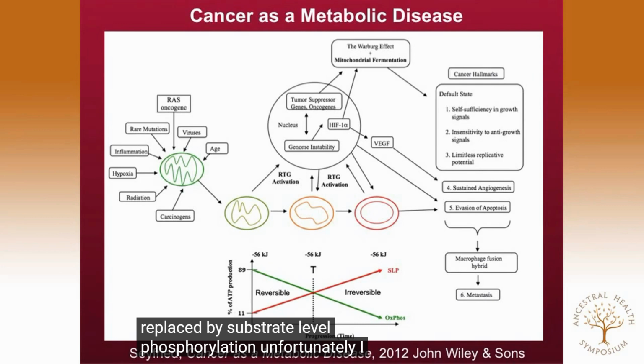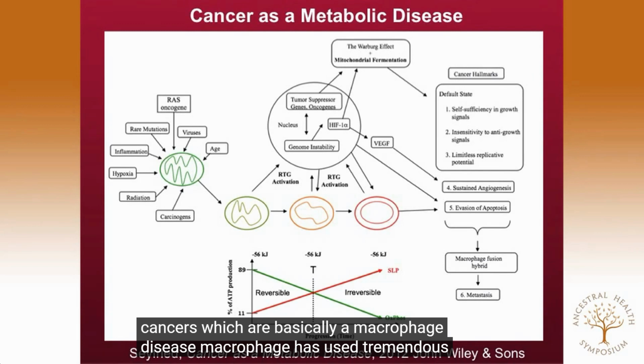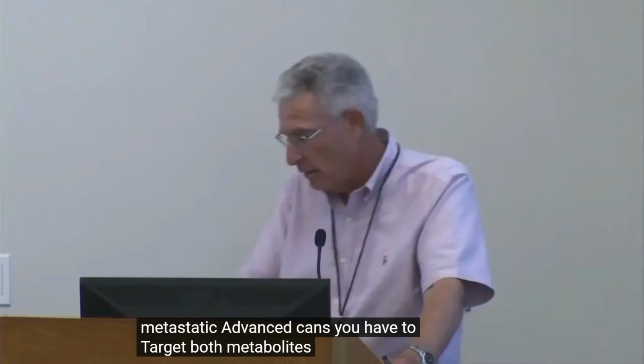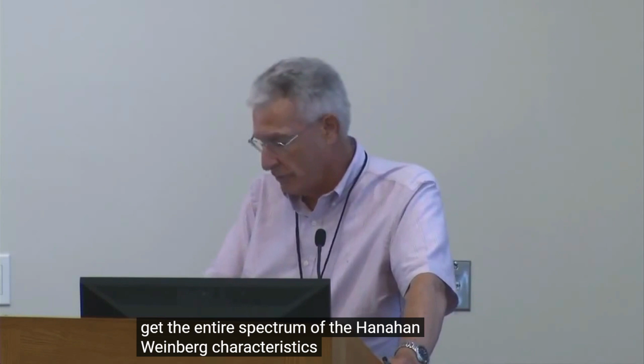Unfortunately, I won't have a chance to talk about advanced cancers, which are basically a macrophage disease. Macrophages use tremendous amounts of glutamine and glucose. So to manage metastatic advanced cancer, you have to target both metabolites. Anyway, you can get the entire spectrum of the Hanahan-Weinberg characteristics following this.